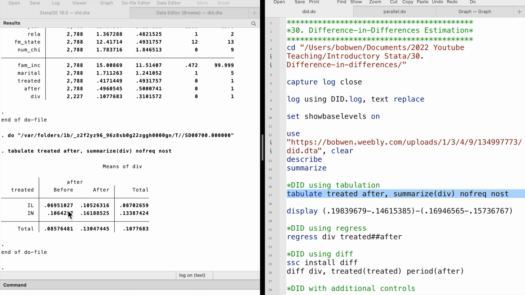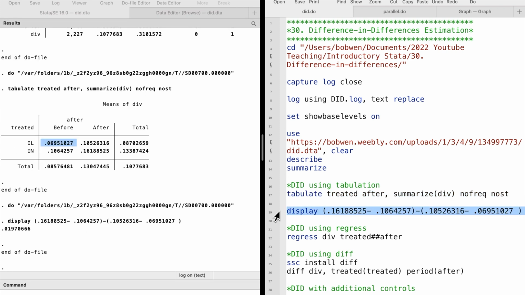We see that for the treated group, Indiana, the average divorce probability increases by 5.5 percentage points, from 10.6 to 16.2. In the control group, Illinois, the divorce probability also increases by around 3.6 percentage points. So the difference in differences estimate is around 2 percentage points. In other words, the no-fault divorce law enforced in Indiana actually raises the divorce likelihood by around 2 percentage points.